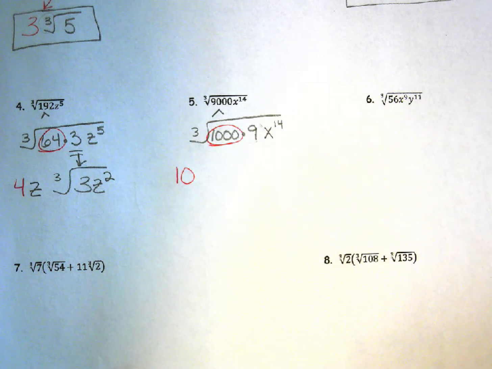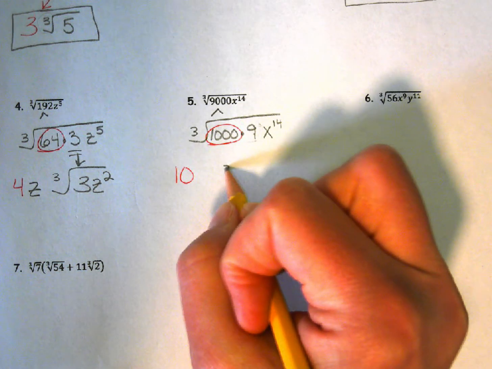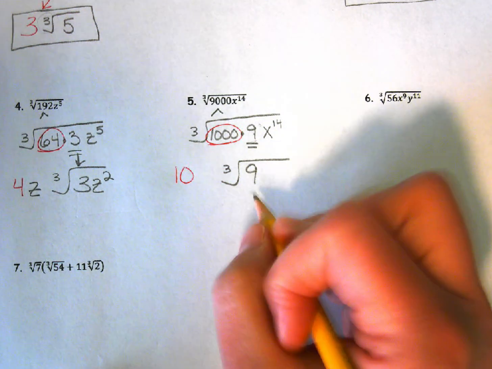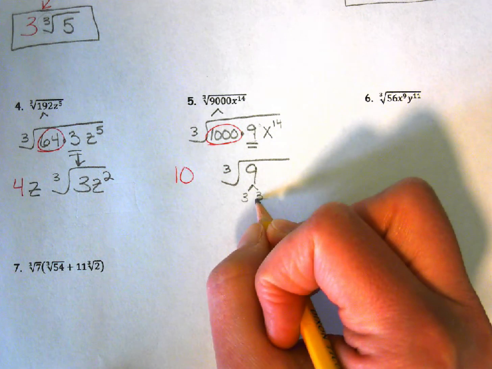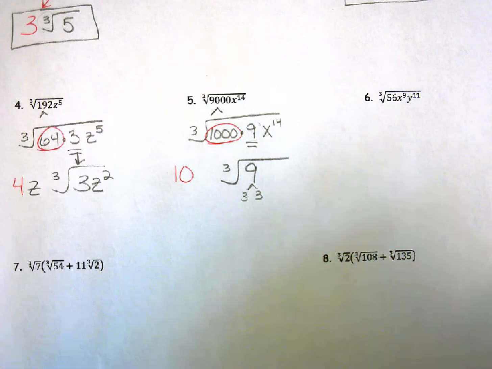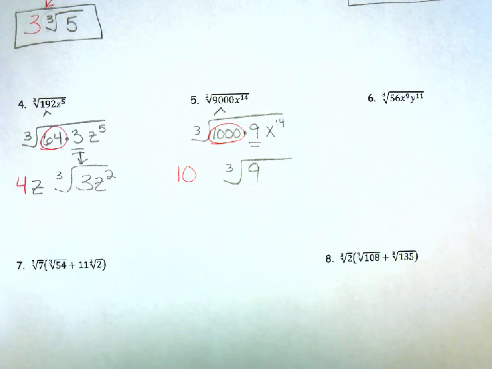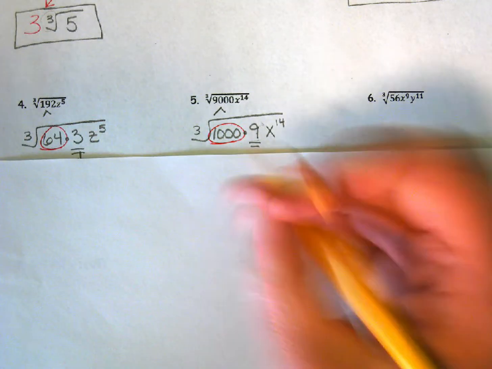Again, I'm going to leave a little space here, and then the 9 is stuck under. Because remember, the 9 is only made up of 3 times 3, so it doesn't have enough to come out. So the 9 is going to be stuck. And now you want to think about x to the 14.